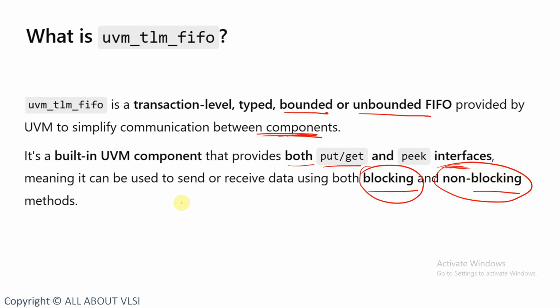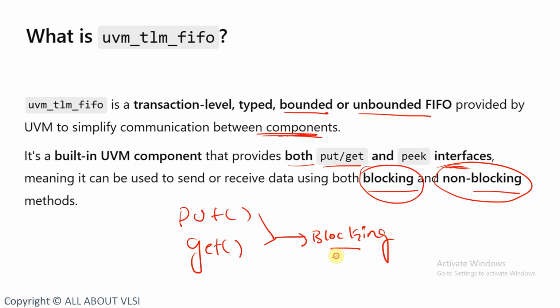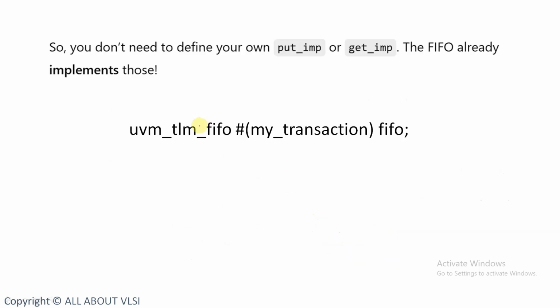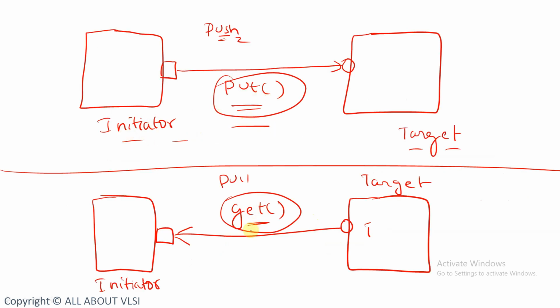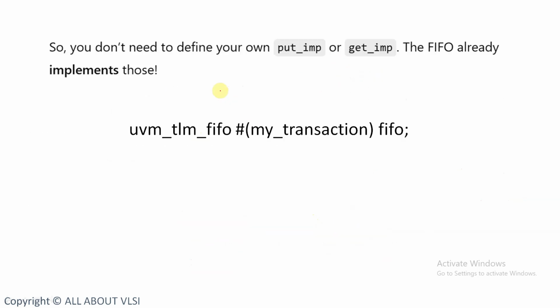Whatever methods we have discussed till now, that is put methods and get methods, are basically blocking methods. What blocking and non-blocking mean, we'll discuss in further sessions. Previously, when we were using put ports and get ports, we needed to implement the implementation ports. These implementations are mandatory. But when we are using these TLM FIFOs, we don't need to define our put implementation port or get implementation port. The FIFO is going to have these implementations.